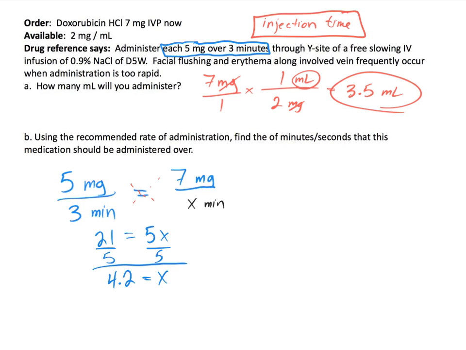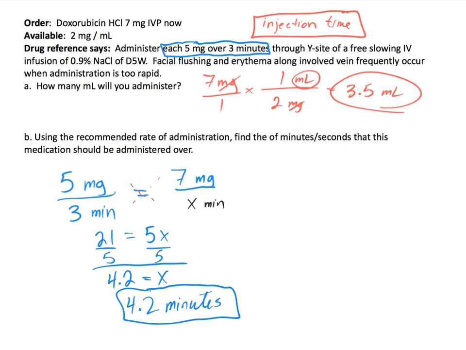And that's going to be equal to x. So what we get is 4.2 minutes. So that's good. We have 4.2 minutes. That's how long we'll be standing there and slowly administering the medication into the Y site.